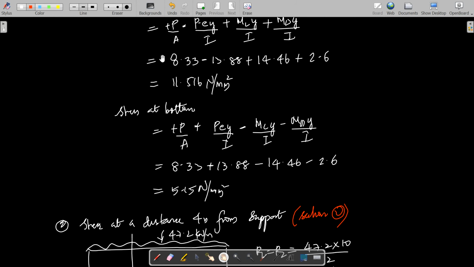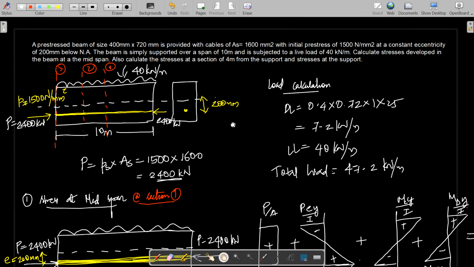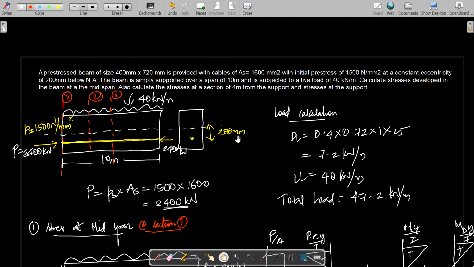Now the last one, that is when we are considering at the support. So you need to calculate again the bending moment at the support correspondingly, and through that the remaining you can do by yourself, and we will do it in the live session.